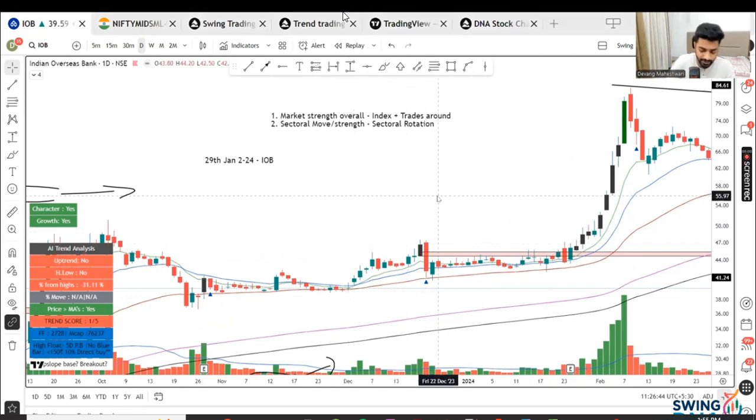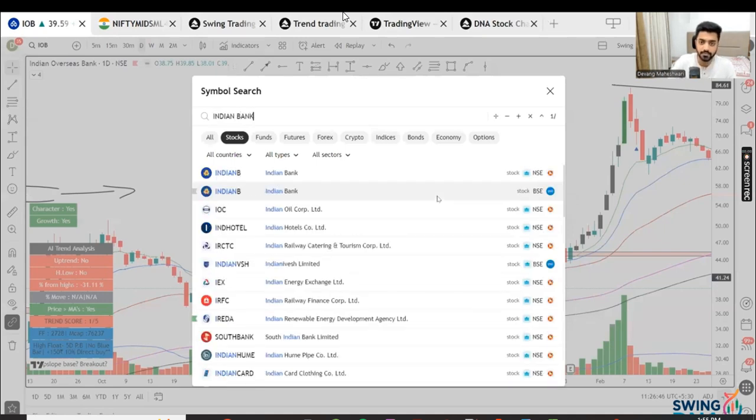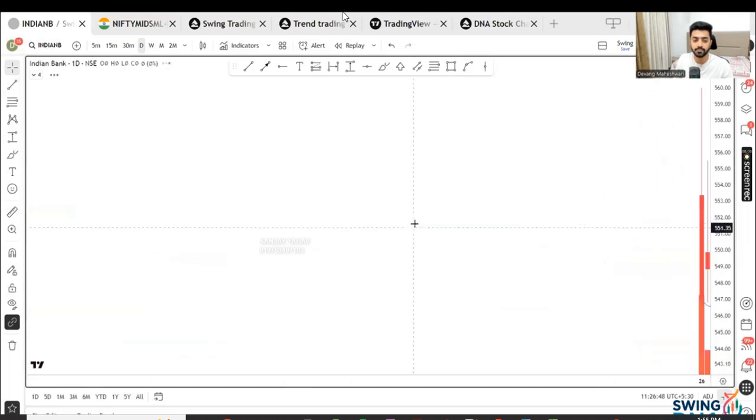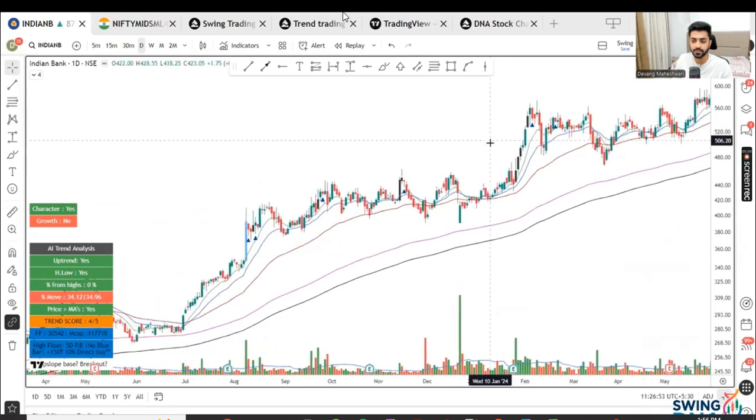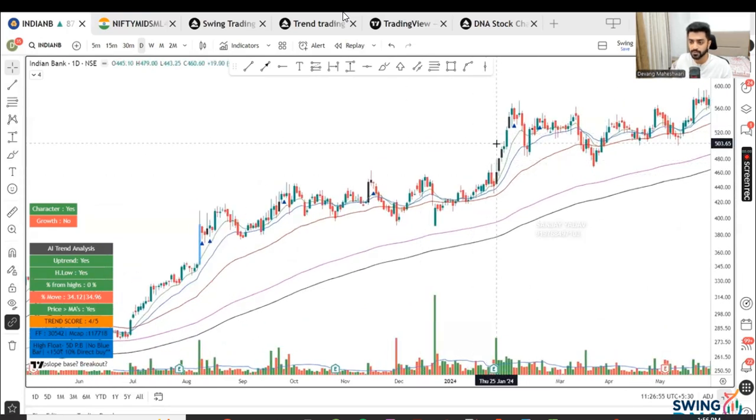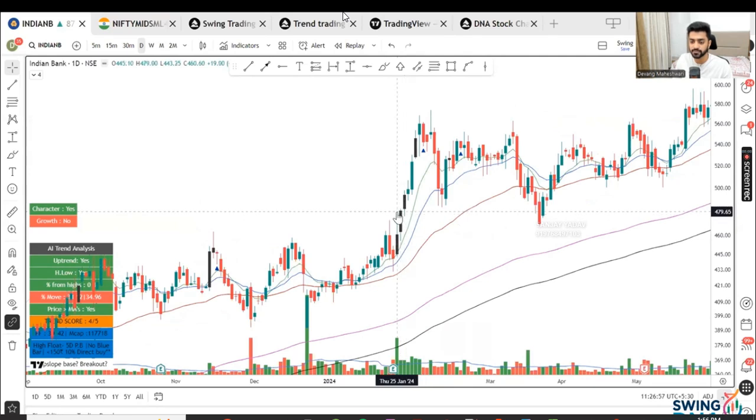Indian Bank, yeah, let's see Indian Bank also. Indian Overseas Bank, IOB, was the first which we discussed. Why again, same thing. This is 25th January 24, Indian Bank. So you just have to be aware. That's it. That is what presence of mind means. Just being aware.